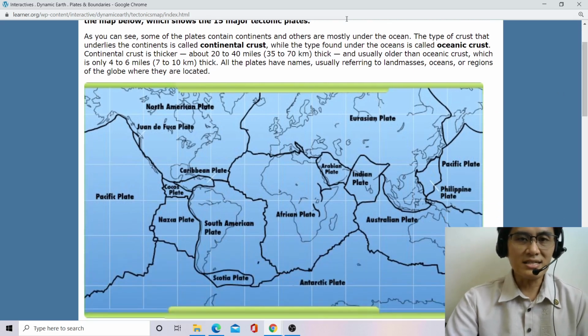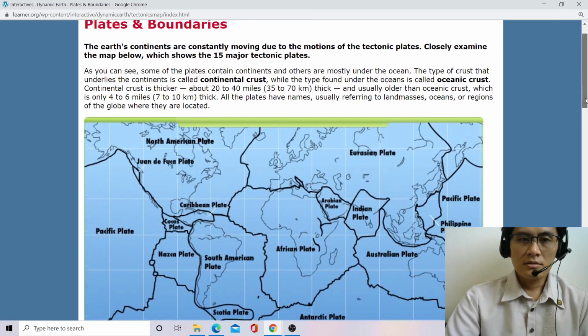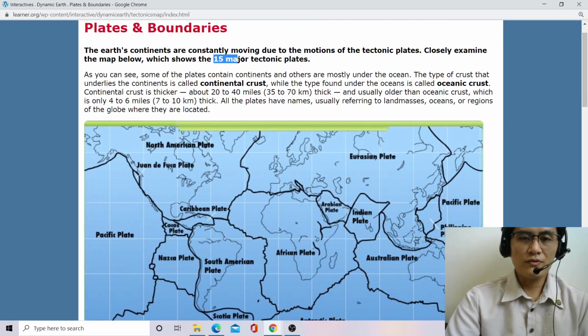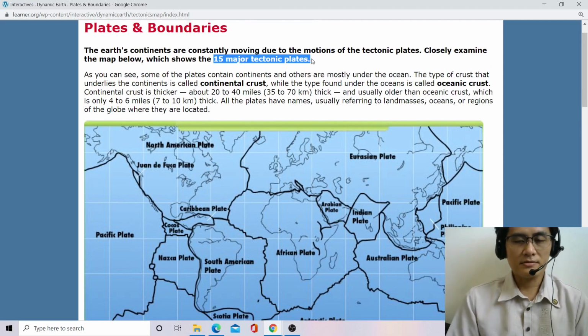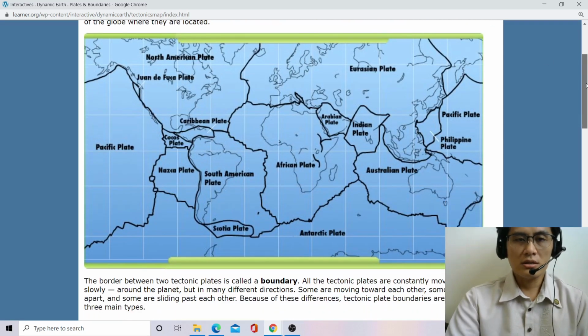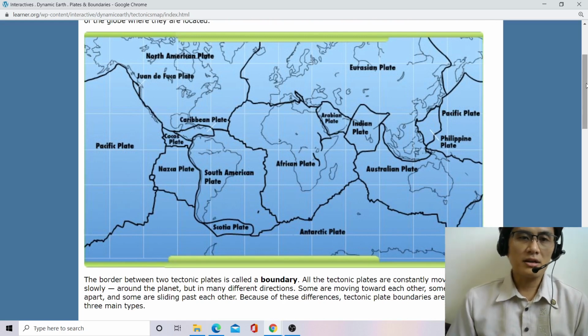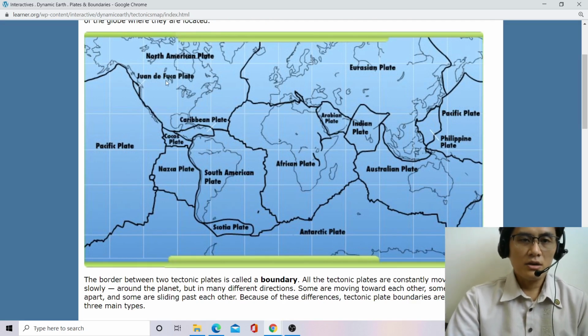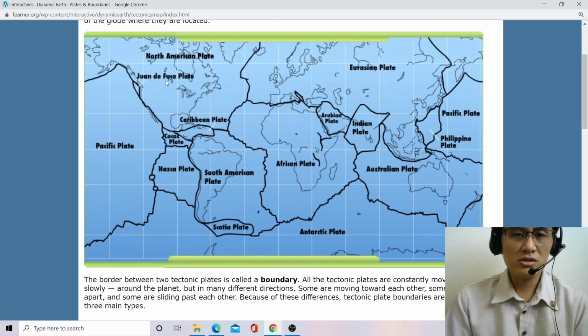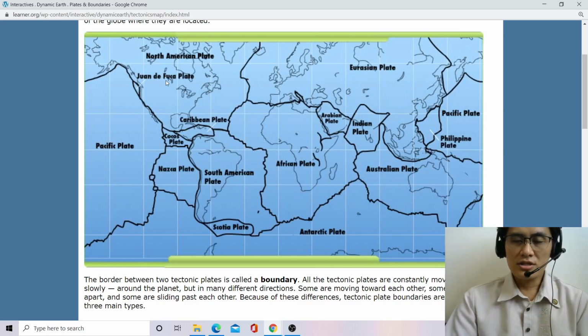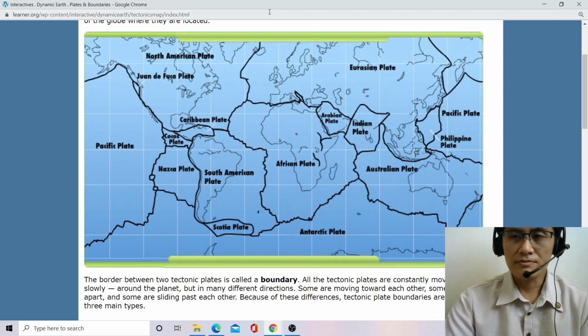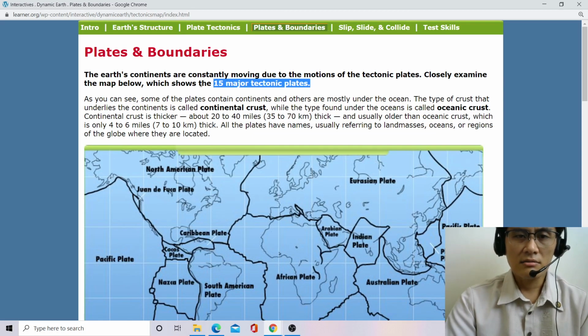Here it's interesting that the page is referring to 15 tectonic plates, whereas in our discussion we referred to 7 major tectonic plates, 7 minor tectonic plates, and we also mentioned Juan de Fuca, which some books mention and some other books do not. It just so happened that in your grade 10 book, Juan de Fuca is not mentioned. So you have to think about why this page mentions 15 major tectonic plates.